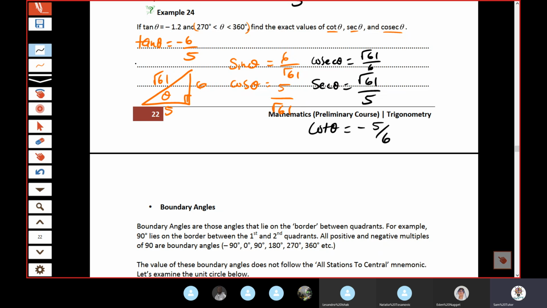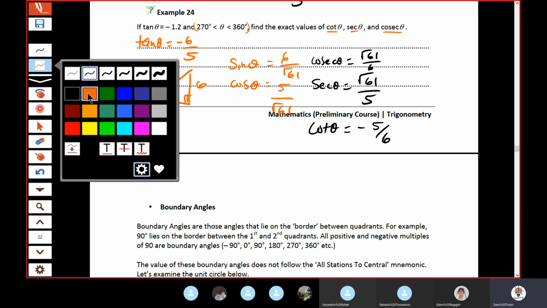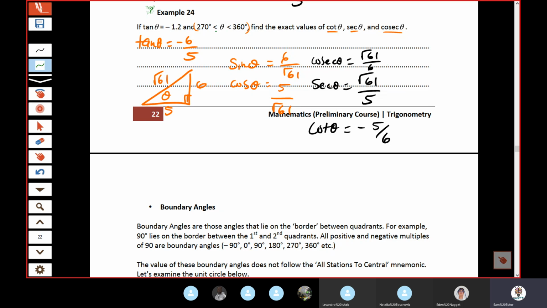That's all right. Okay. And then, what do we say we have to do? That's when you start using this, and the fact that tan is negative. So, all stations to central. All stations to central. Let's try it again. It's telling you tan is negative. Well, that's great. That means this guy's negative. We know all is positive. That's fine as well. We've got S and C.